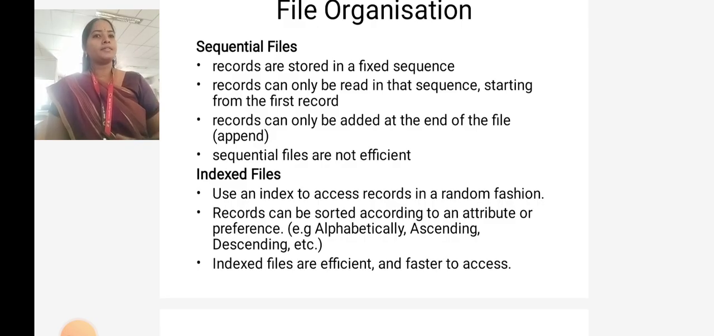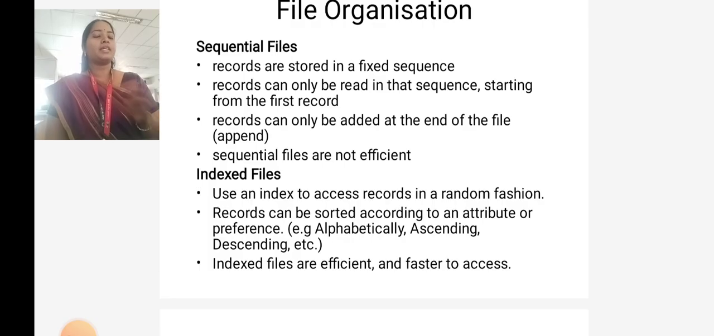So records are stored in a fixed sequence in a sequential file. So it can only be read in that sequence starting from the first record. Records can only be added at the end of the file, that is to append. If you have to store the data in the middle of the database, we have to add it at the end of that column. So sequential files are not efficient.